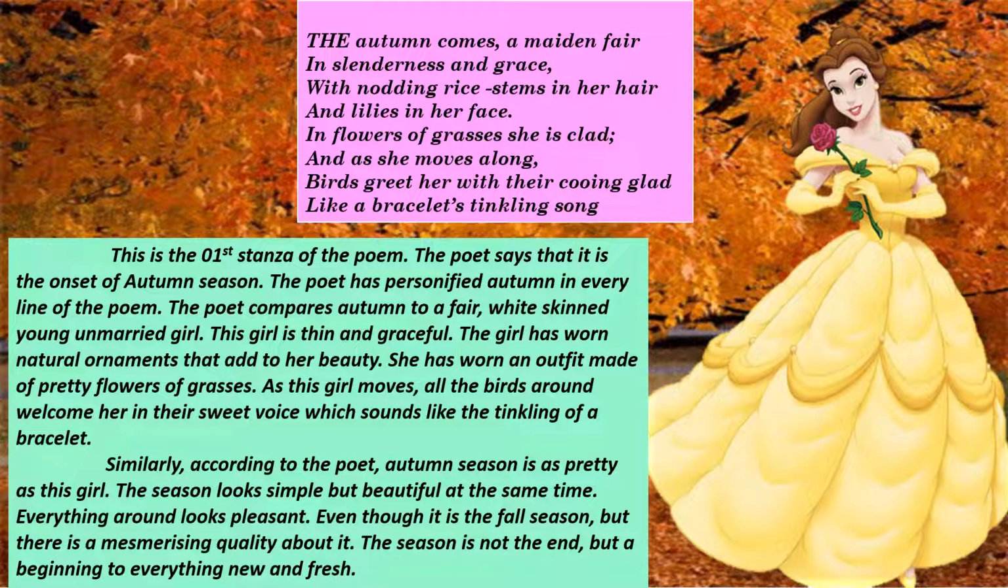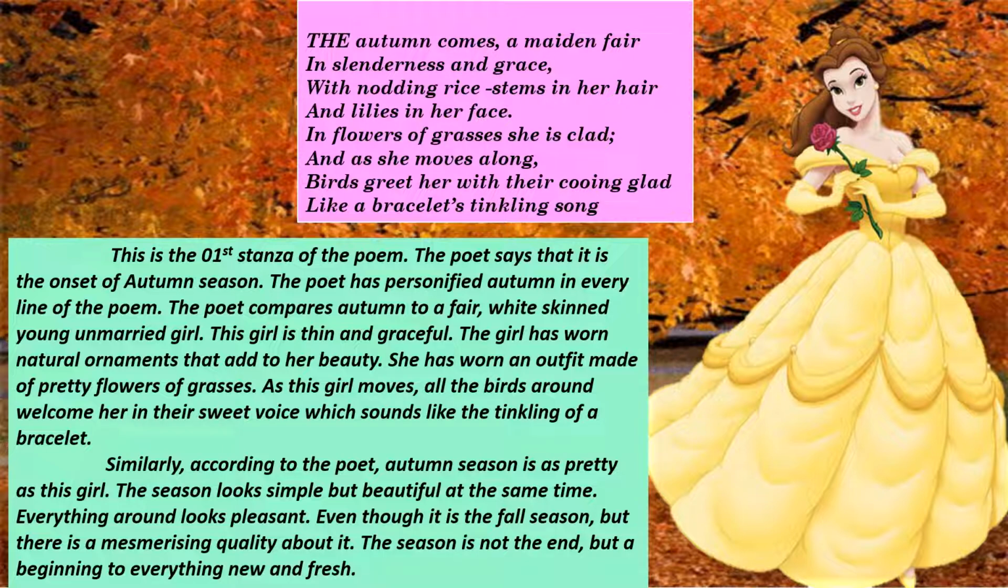The poet has personified autumn in every line of the poem. So you take stanza number 1 or stanza number 2. In each of these lines, the poet has personified the autumn season. Personified, the poet has given some or the other human attribute to the autumn season. The poet compares autumn to a fair, white-skinned, young, unmarried girl.